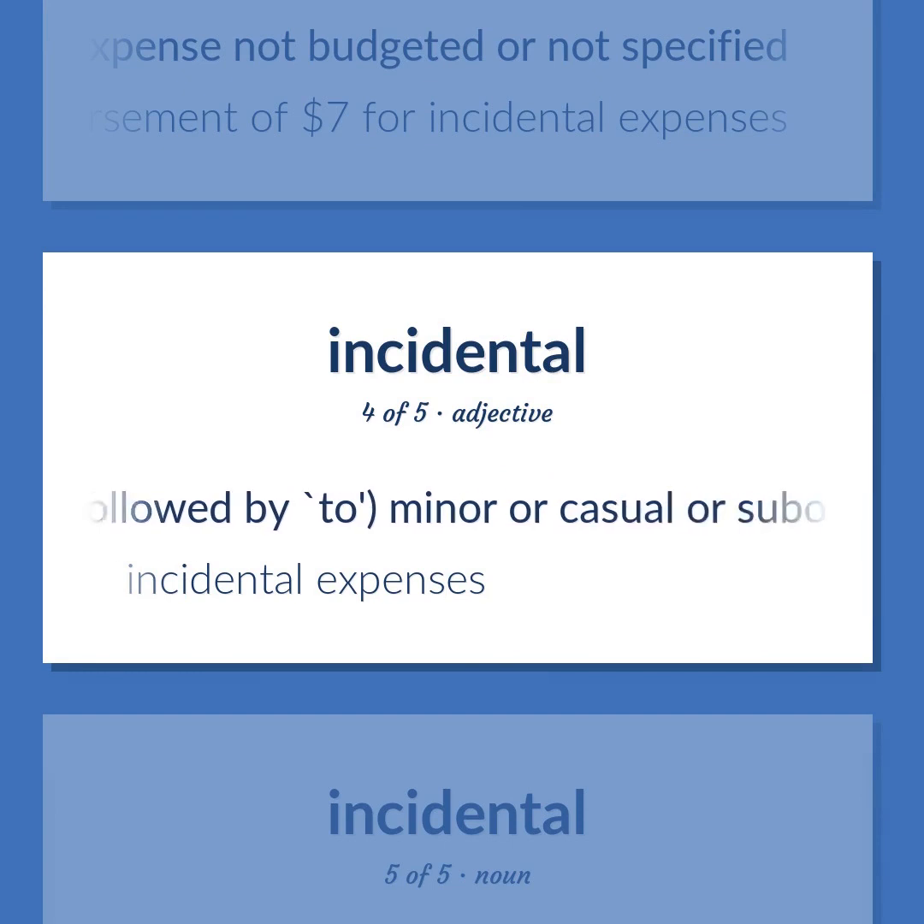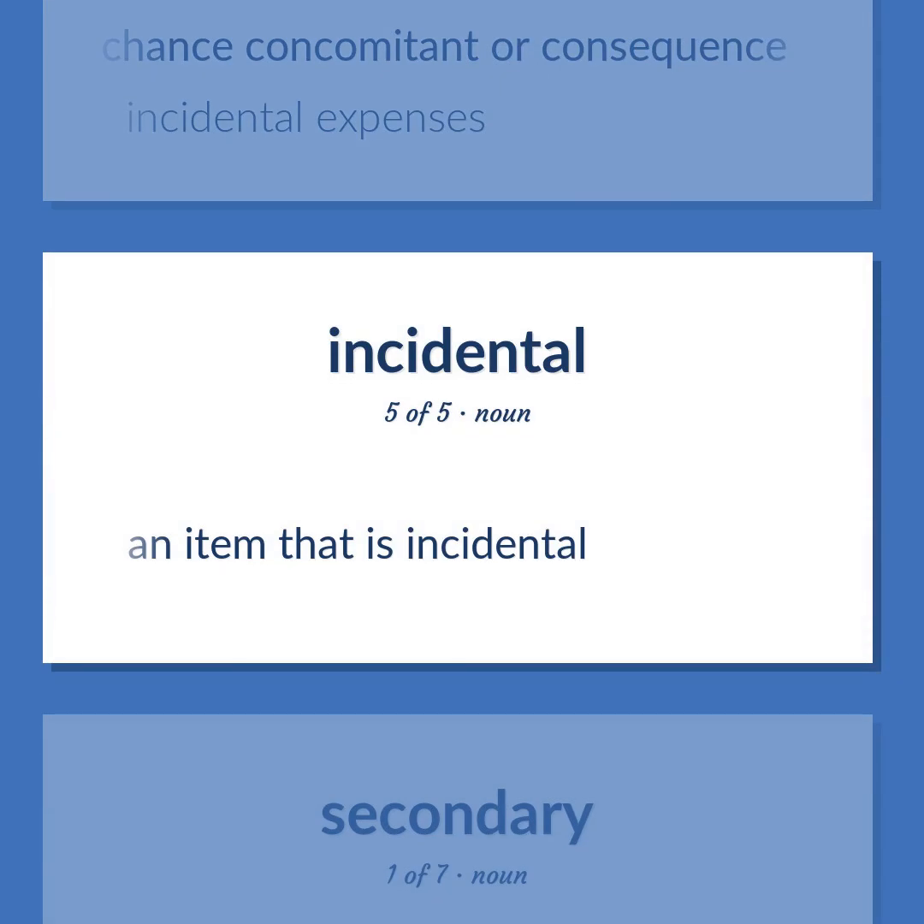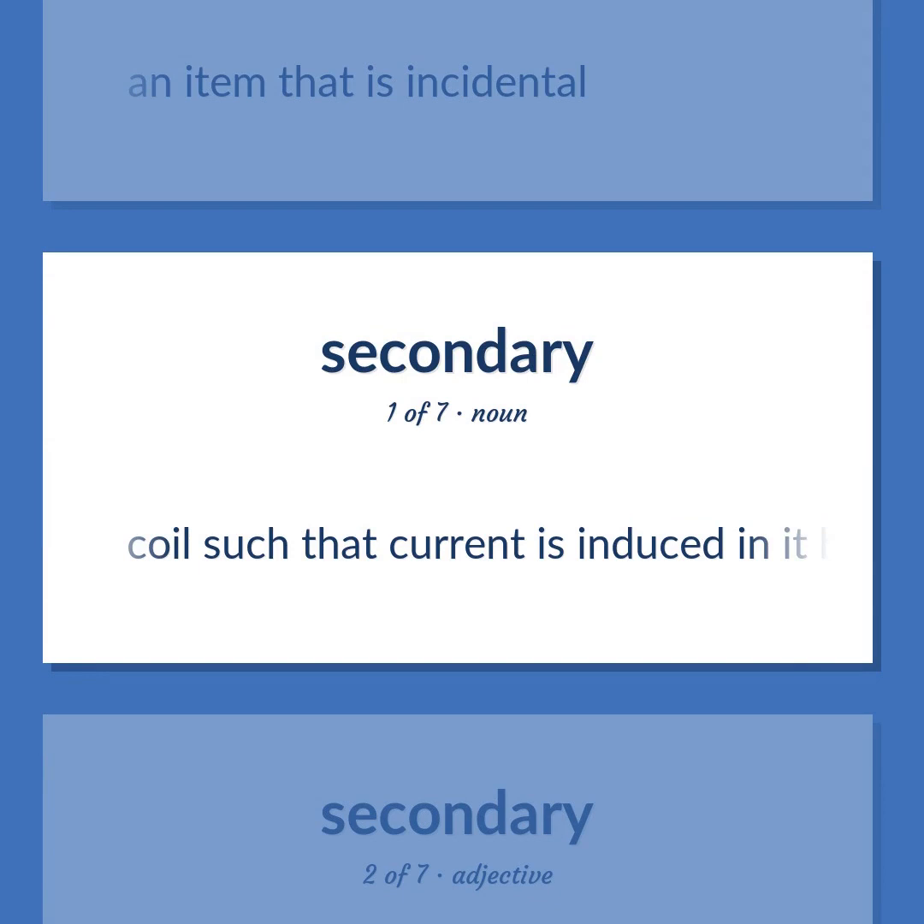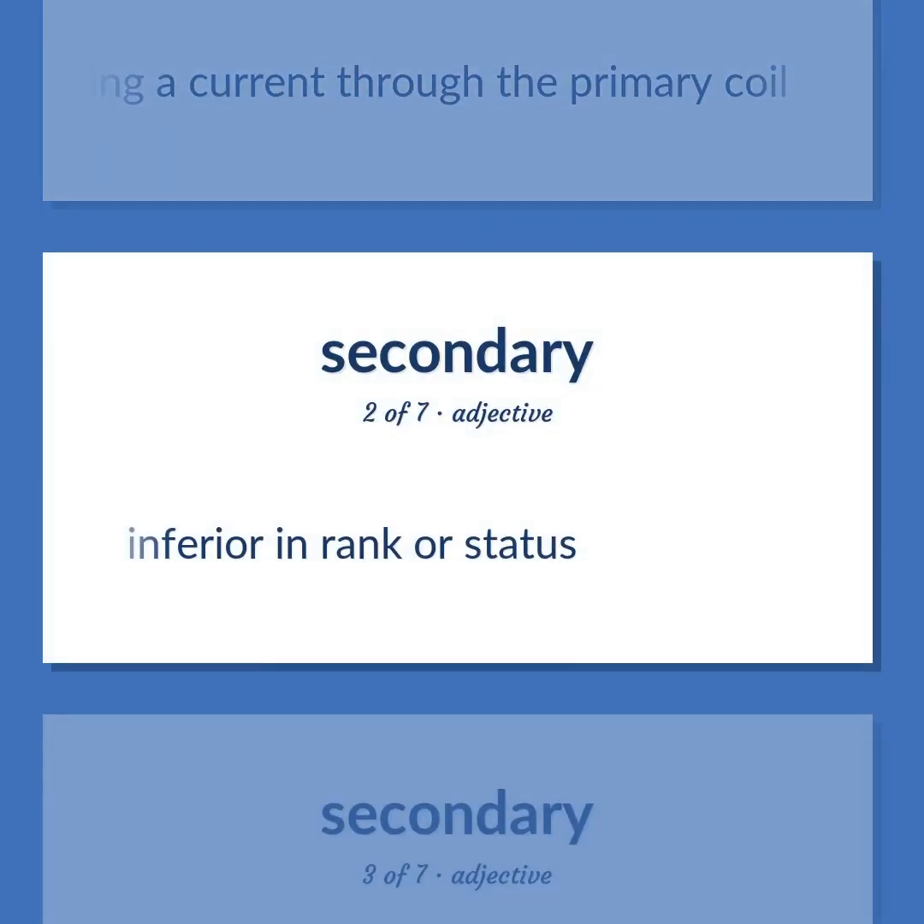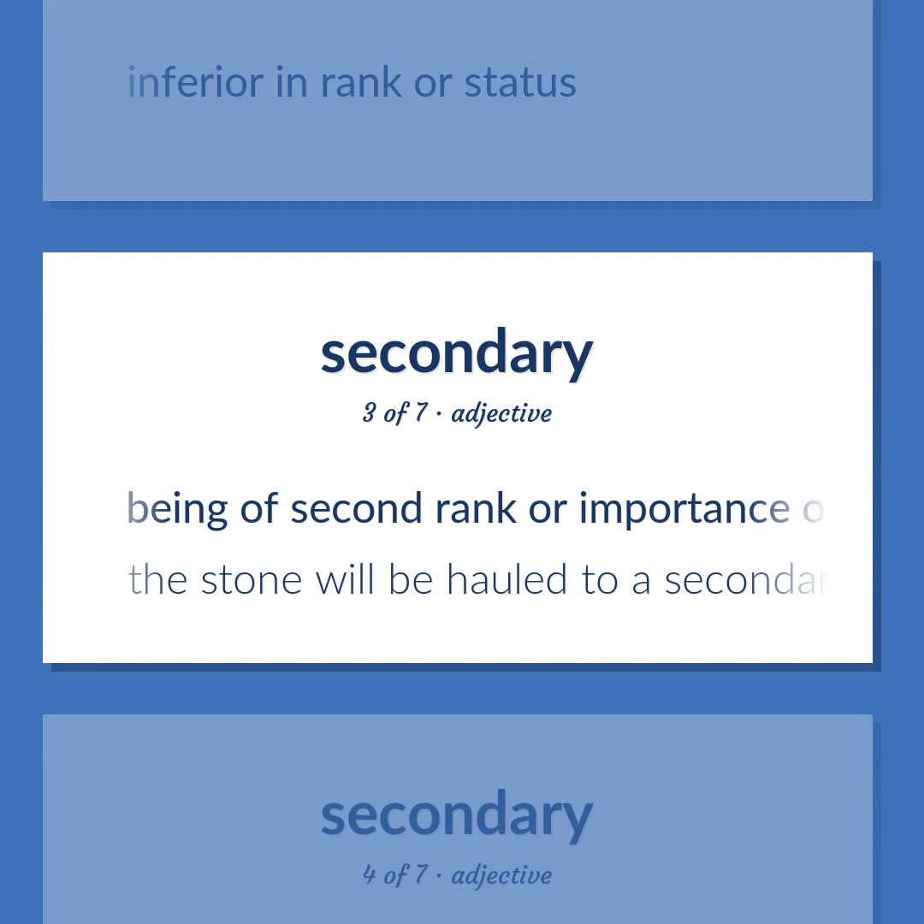Sometimes followed by "to": minor or casual or subordinate in significance or nature, or occurring as a chance concomitant or consequence. Incidental expenses. An item that is incidental. Secondary: coil such that current is induced in it by passing a current through the primary coil. Inferior in rank or status. Being of second rank or importance or value, not direct or immediate.